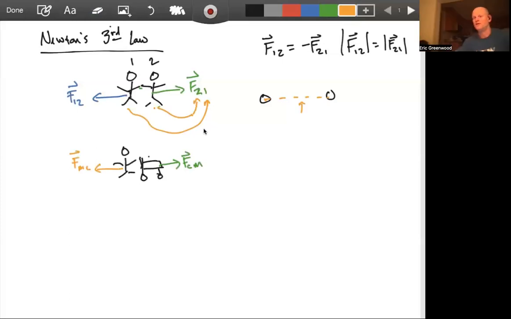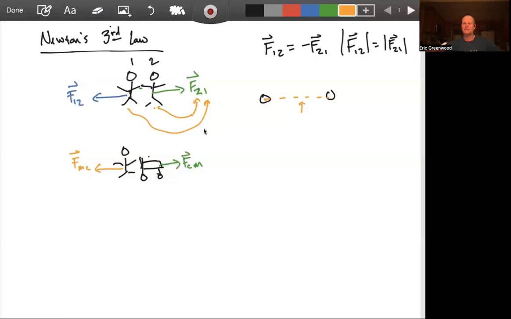Now, this is also true, for example, when I lean against the wall. Okay. So in this case, when I lean against the wall, I'm applying a force to the wall. But the reason I'm not falling in this direction due to the fact that I'm leaning is because the wall is applying a force back onto me by Newton's third law.